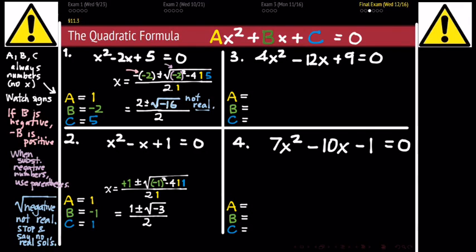So example number 2 here suffers from the very same problem that example number 1 had. Underneath the radical was a negative quantity, negative 3. And so no matter how hard we try, we're not going to get a real number answer out of this quadratic equation. No real solution.